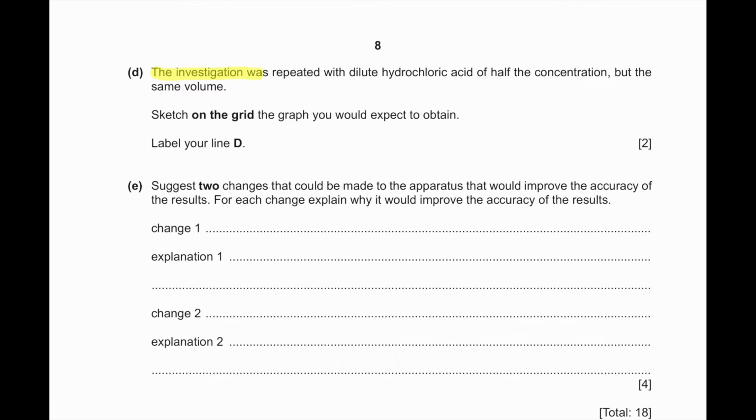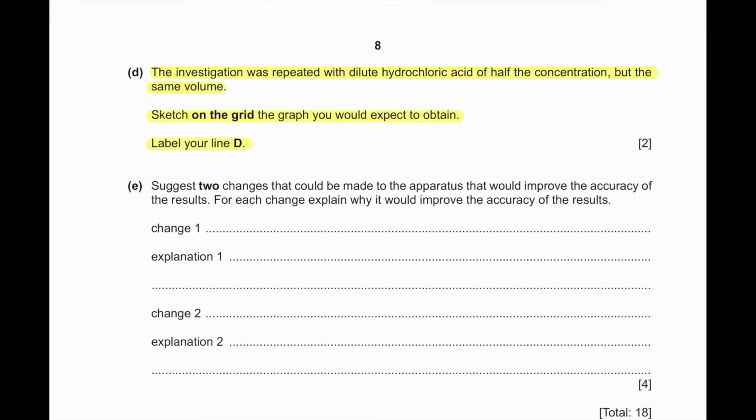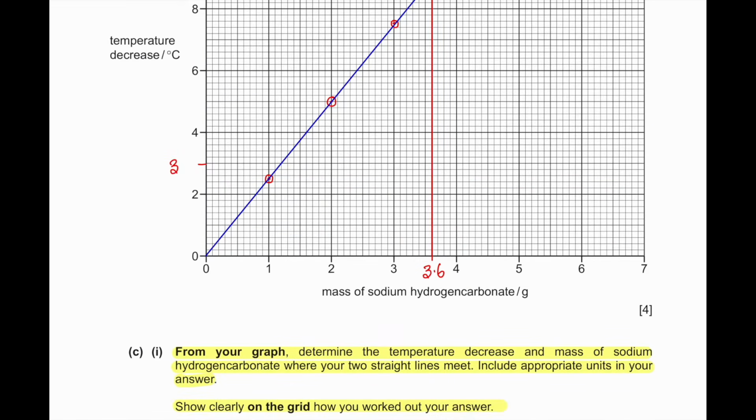Part D. The investigation was repeated with dilute hydrochloric acid of half the concentration but the same volume. Sketch on the grid the graph you would expect to obtain. Label your line D. Half concentration refers to half the quantity of the acid in terms of moles, even though the volume is the same. So since we are going to use half the quantity of the acid, we are going to need half the quantity of sodium hydrogen carbonate.